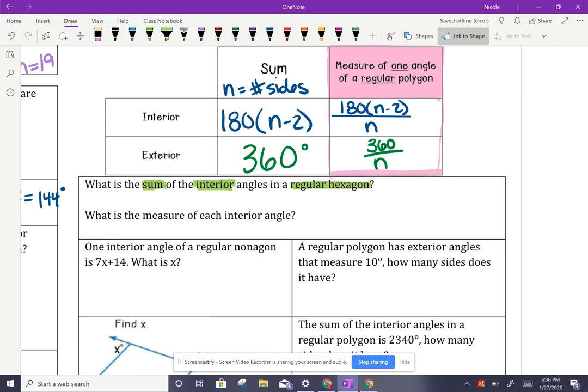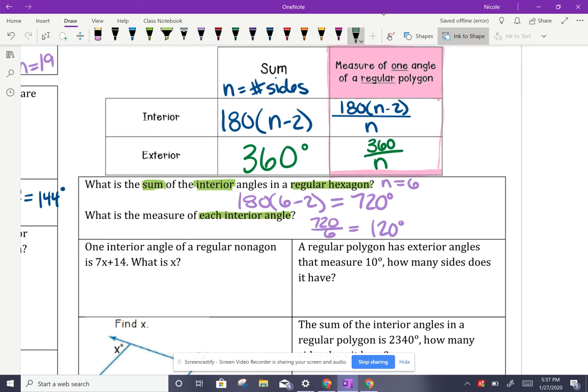So the sum of the interior angles, so sum, 180. The hexagon is going to tell us our n is 6, so 6 minus 2. So the sum is 180 times 4, 720 degrees. Now it tells us what's the measure of each interior angle. Well, I just take that number and divide it by the number of sides. So 720 divided by 6, and that's 120 degrees. So one leads us to the other, which is kind of nice.